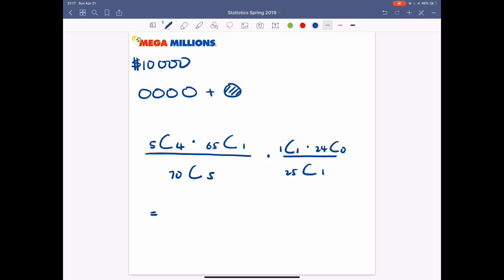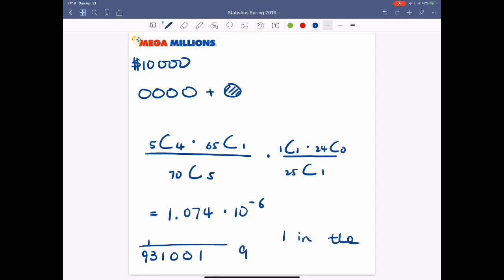The calculation gives us 1.074 times 10 to the negative 6, which rounds to 1 over 931,001, so 931,001 is the chance of winning the $10,000 prize.